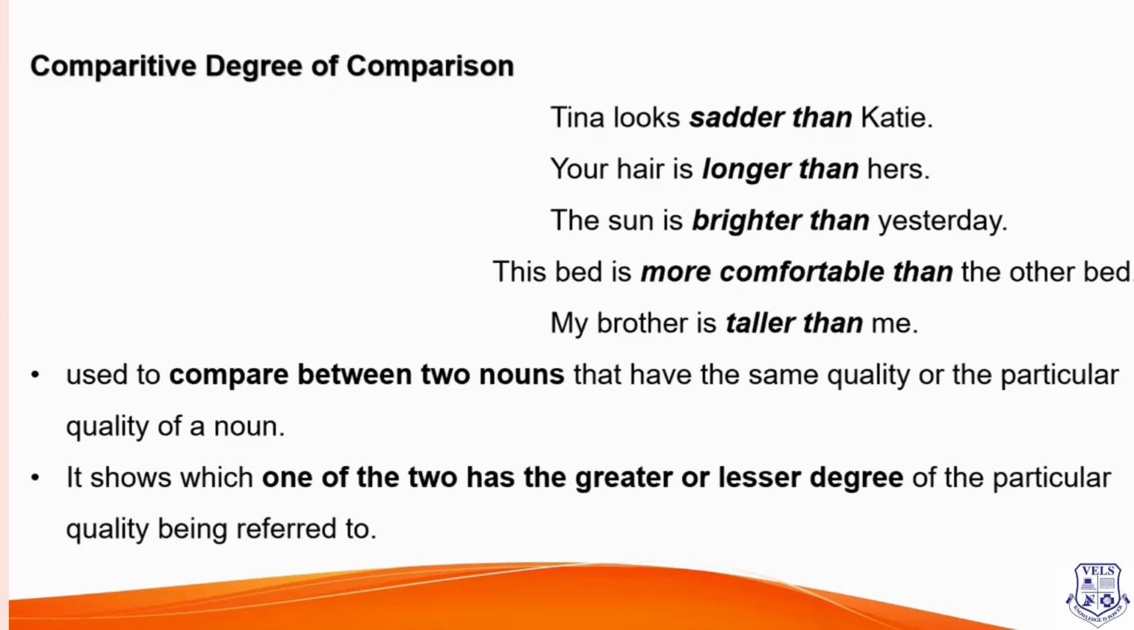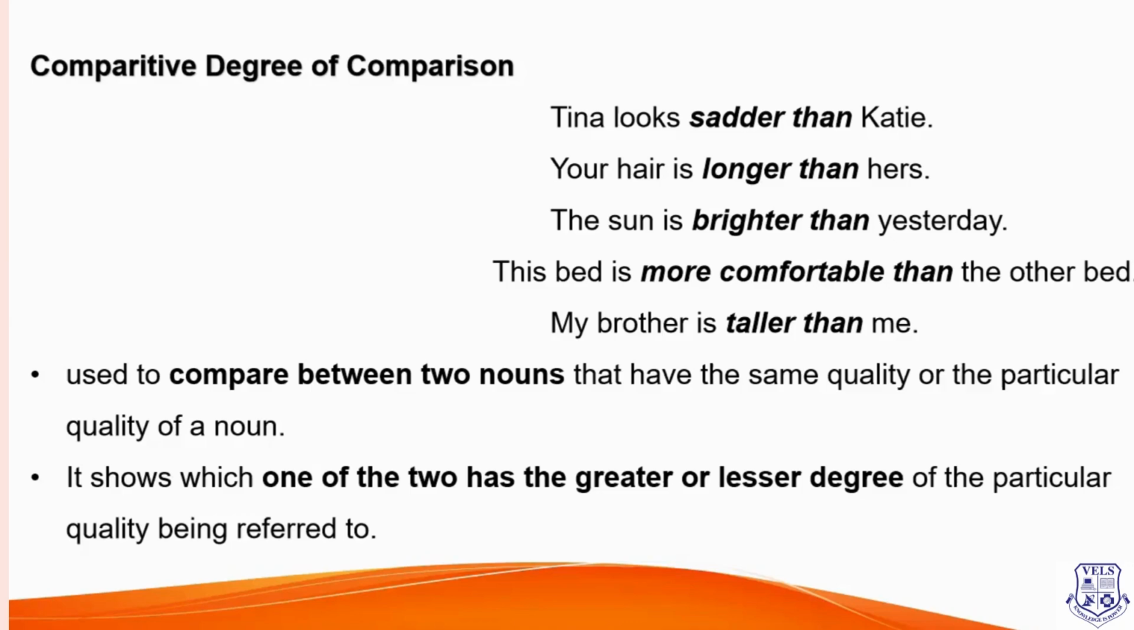Look at the examples. Tina looks sadder than Katy. Here, the comparison is made between two girls, Tina and Katy. The second sentence, your hair is longer than hers. Similarly, the comparison is made between two people. The sun is brighter than yesterday. Here, the comparison is made between two days. This bed is more comfortable than the other bed. The comparison between two objects. My brother is taller than me.